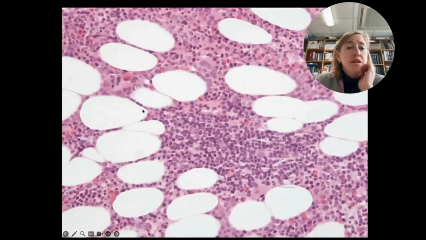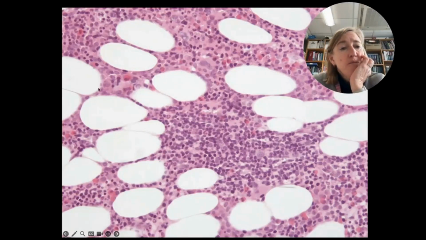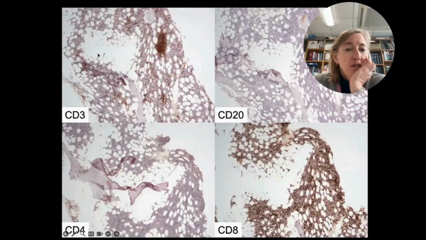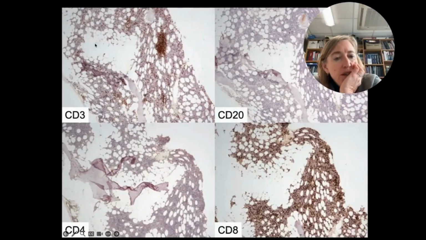So here's an example. This marrow contains lots and lots of cells of T-cell large granular lymphocytic leukemia. There's some examples here, but you can also just see the little cells sitting here. And the fact they're in a line is relevant, which we'll come on to in a moment. So you can see there are B cells associated with them, and there are nodules of T cells which are predominantly CD8 positive.